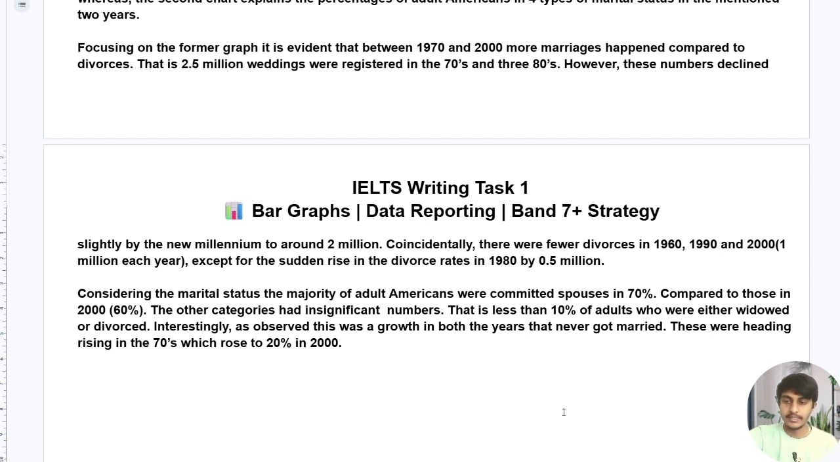So words like considering, then interestingly, growth, rose, these are IELTS band reporting words. So we have to use that type of words for our band score.